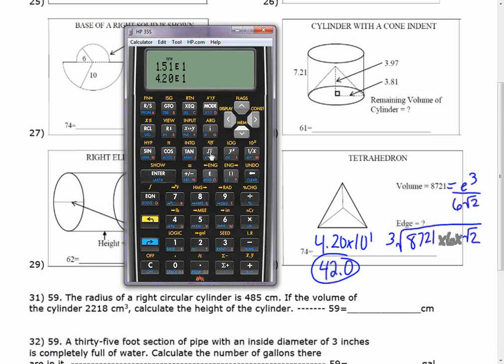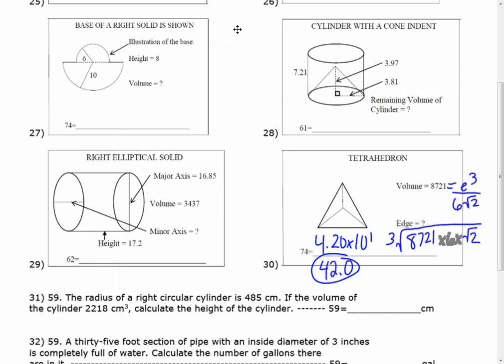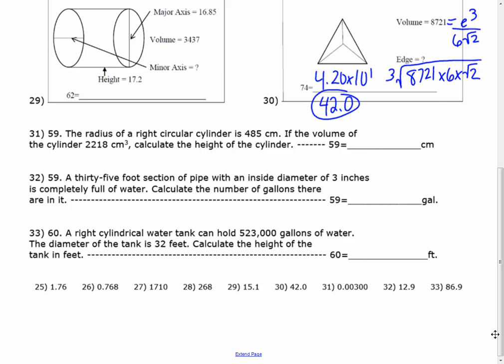These last 3 problems are geometry problems, but they're in printed form. They're stated problems that involve geometry concepts with our 3D shapes. So on number 31 here, you can see they all showed up at either number 59 or 60, both on the same page. The radius of a right circular cylinder. So sometimes I'll draw a small little shape just to help me picture it. So the radius is 485. The volume is given to us, and we want to find the height.